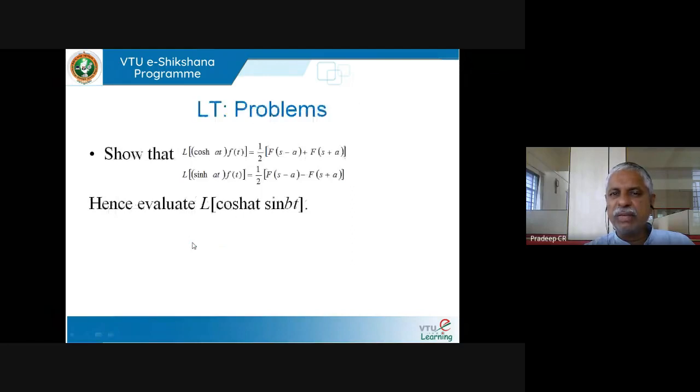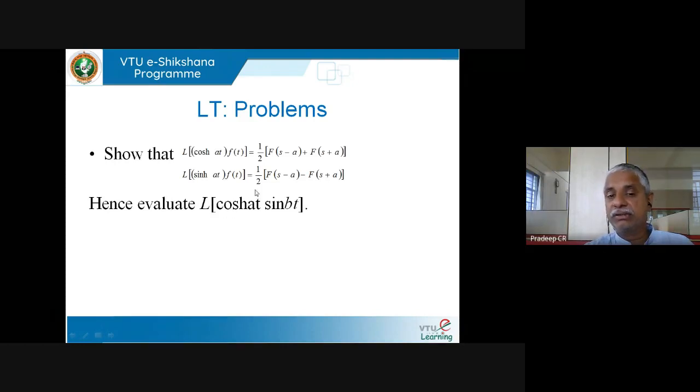Anyway, let me show you some examples which are very easy. It's not at all difficult, but they look different from what I showed you before. Let me write it down. Show that Laplace of cosh(at) f(t) is 1/2 [F(s minus a) plus F(s plus a)]. Second part: show that Laplace of sinh(at) f(t) is half [F(s minus a) minus F(s plus a)]. And then using these, evaluate Laplace of cosh(at) sin(bt).